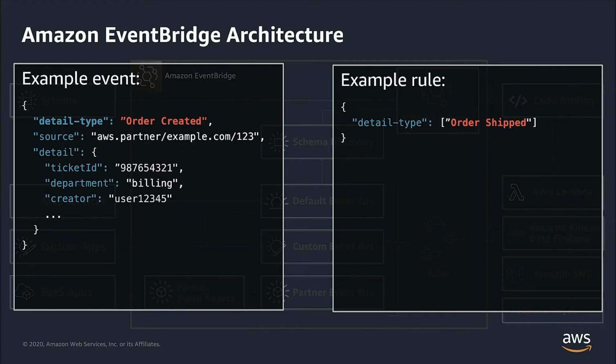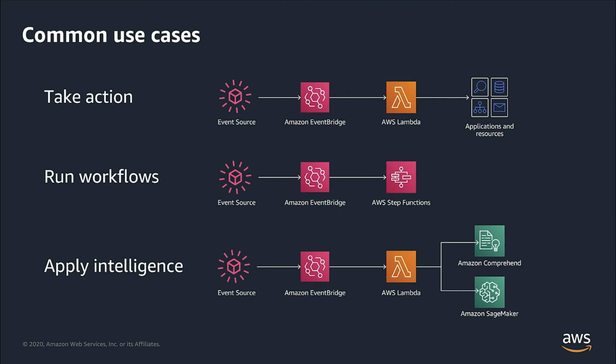With EventBridge, you can remove the friction of having to write point-to-point integrations between services. You can take action on SaaS messages by writing rules that send events to a Lambda function, which can take automatic remediation to fix the issue. For example, call an API of an internal microservice. Or run AWS Step Functions workflows as a result of an event being published. Or you can apply intelligence to your workloads by adding machine learning in response to events.